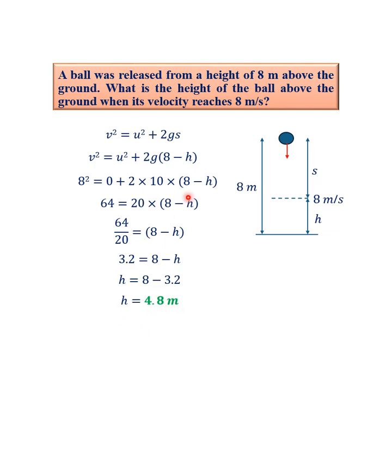So when the ball was released and it reaches a speed of 8 meters per second, the ball was just at a height of 4.8 meters from the ground. This is the answer to the question.